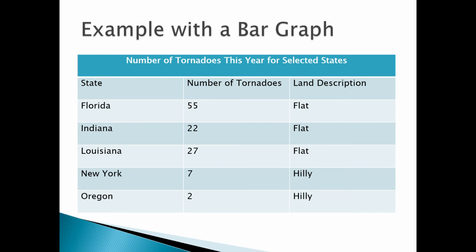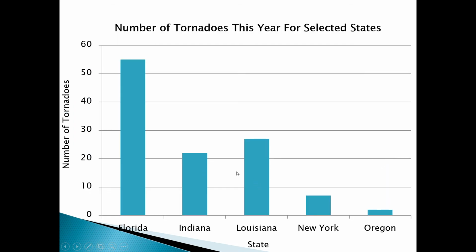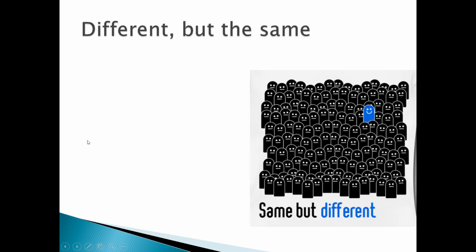Here's an example with a bar graph. So here's your data. This is the number of tornadoes this year for selected states. You see Florida at 55, Indiana at 22, Louisiana at 27, New York 7, and Oregon 2. And then you can see that Florida is flat, Indiana is flat, Louisiana is flat, New York and Oregon are both hilly. And you would see that you have a number of tornadoes. Now, you lose the land shape in this one, but it still tells us that Florida had the most tornadoes that year. A bar graph is another great way to display your data, whether you're growing plants, whether you are testing heart rate, things like that.